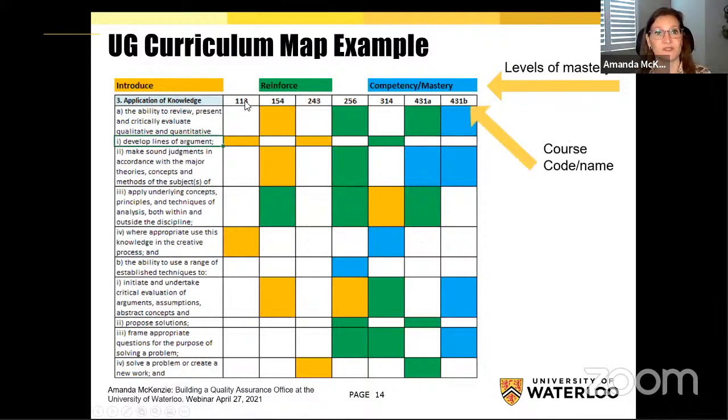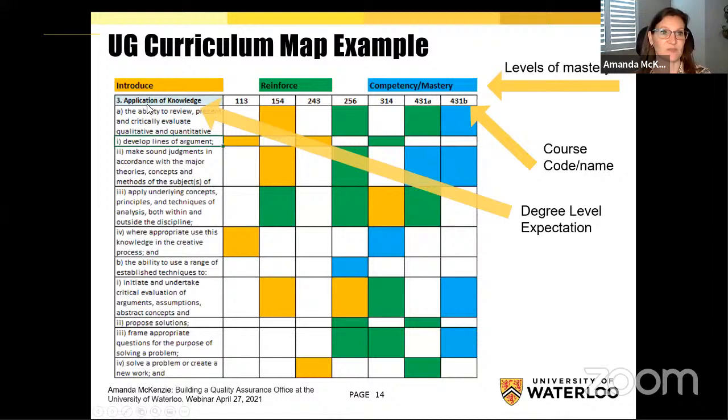So these are the course codes that would be demonstrated in a program. And then this is the degree level expectation. So for each one of those 6, there would be a block that would cover that category. And then for each course that you have, you would demonstrate or mark off on this map where you're introducing that concept, where you think you'll reinforce that concept, and where students should be expected to complete that.